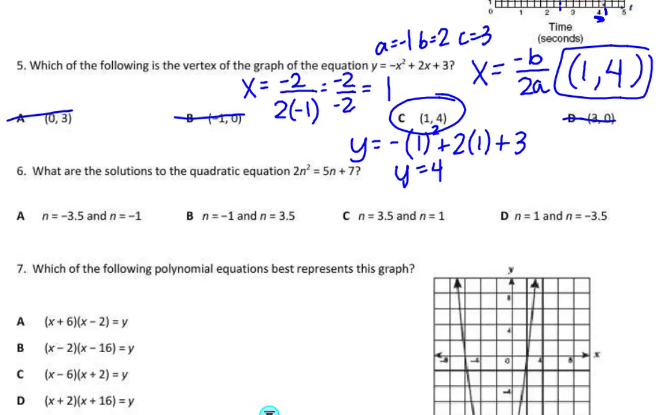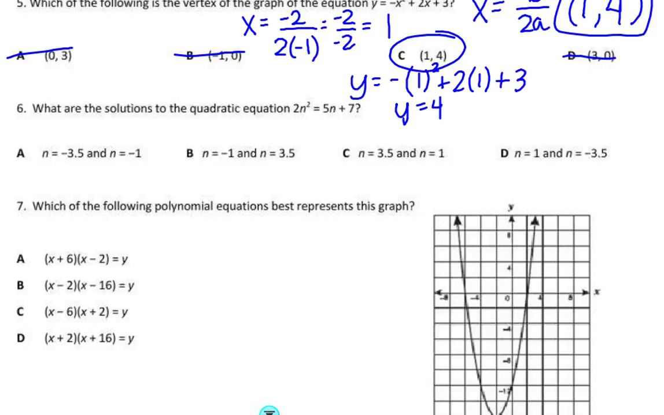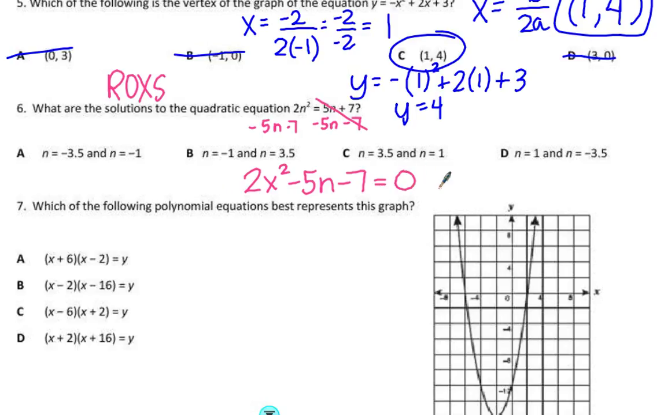All right, number 6, what are the solutions? Remember, solutions are just another word for those x-intercepts. So what are the solutions to this? Well, I can't do anything with this unless it's set equal to 0, right? So I need to first subtract both of these things over to the left side to get everything on the same side of the equation. So I would have 2x squared minus 5x minus 7 equals 0, right? We took everything from the right side and switched it over to the left side.